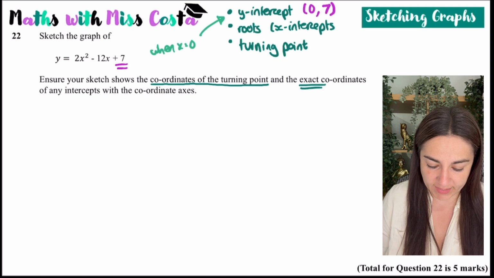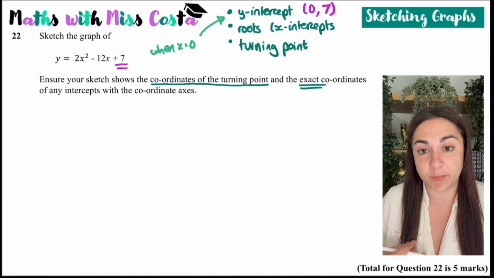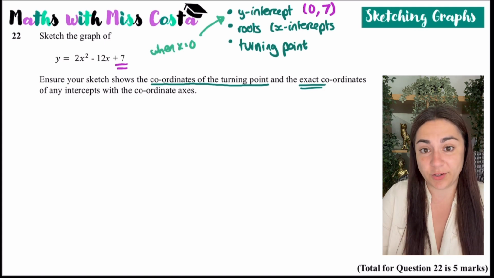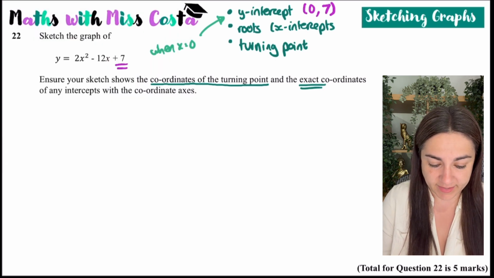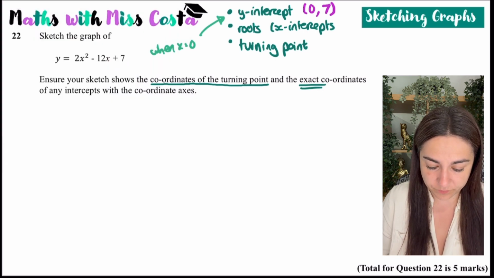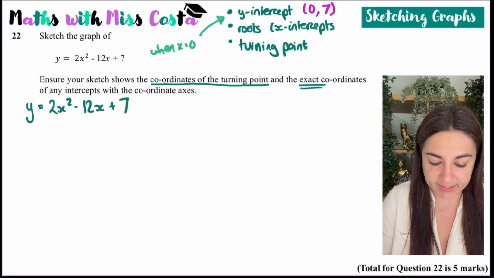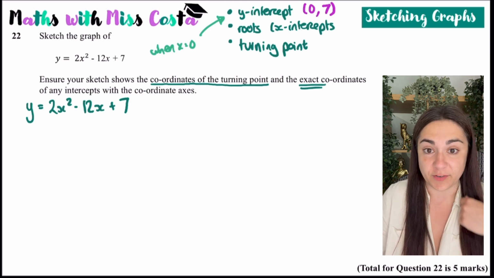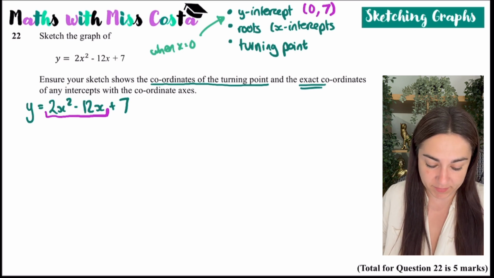Next, what I can do is either do the roots or the turning point. In order to do the turning point, you're going to need to complete the square. And if you complete the square, you can also figure out the roots. So I'm going to start with the turning point, and I'm going to need to complete the square for that. So I've got y equals 2x squared minus 12x plus 7. And to complete the square, this one's a little bit of a trickier one because it's got a coefficient of x squared. But it doesn't matter.